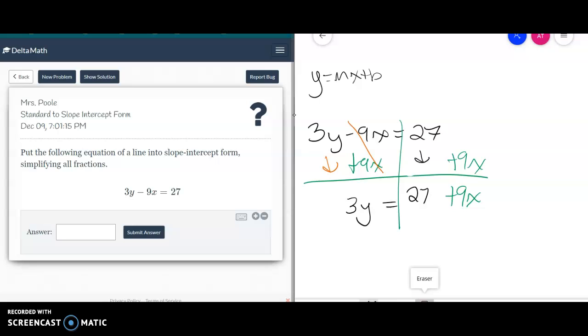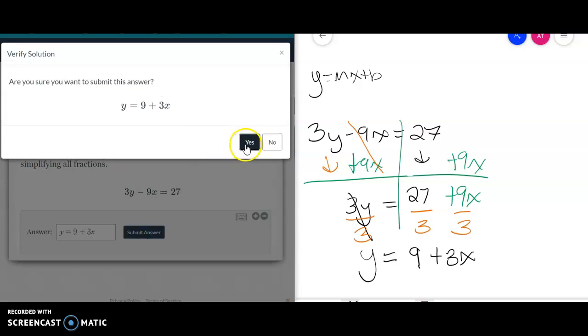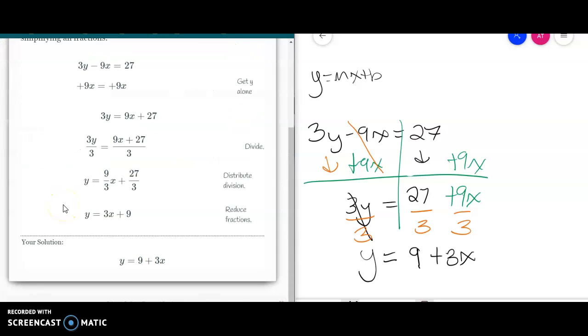What's the last thing to do? Divide by 3. So then you get y equals 27 divided by 3 is 9. 9 divided by 3 is 3. So in your answer form, you should type y equals 9 plus 3x. Let's see. It'll say, are you sure? And we got it correct.